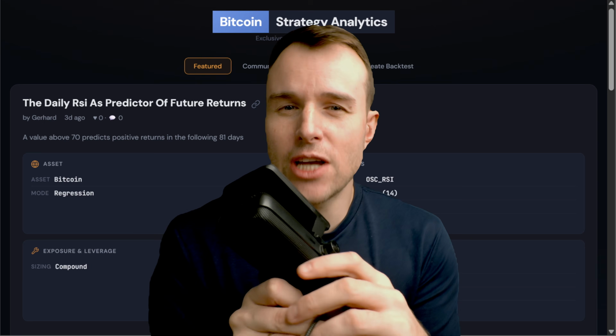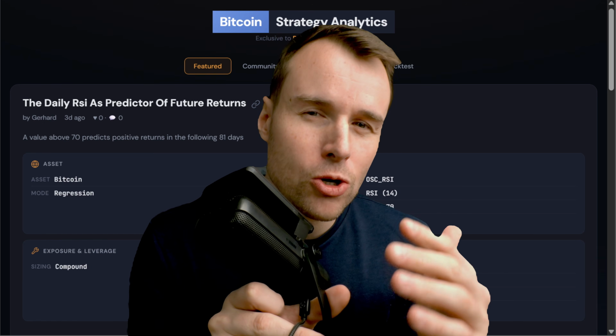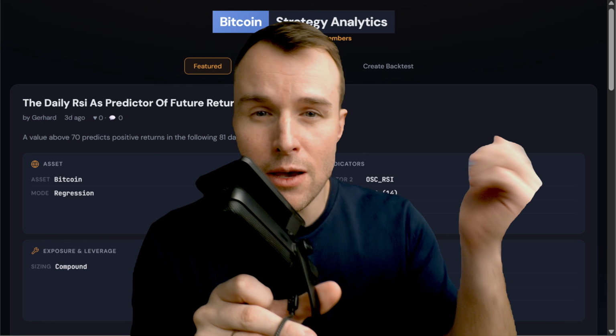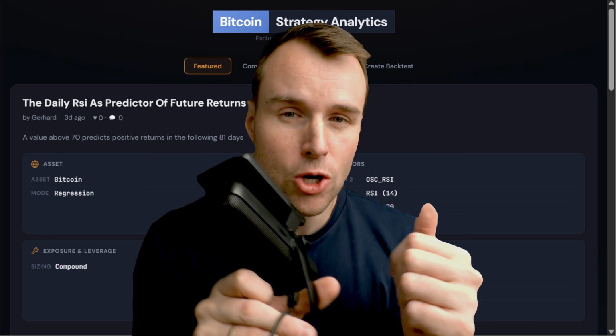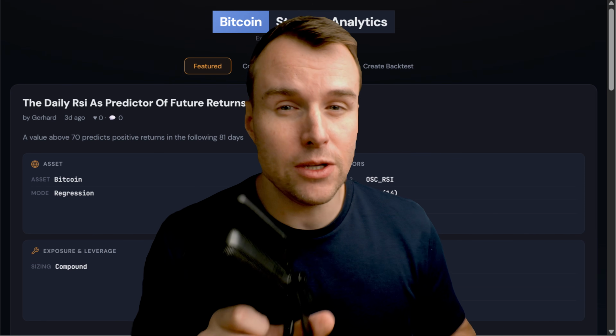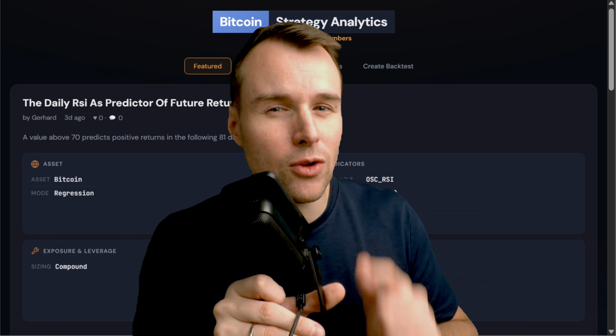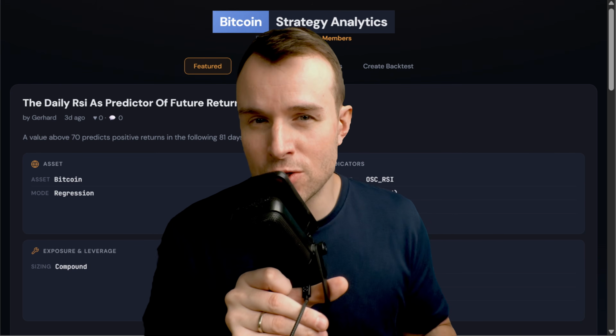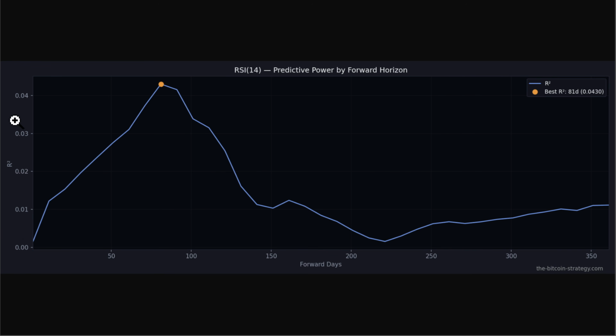And so the first question we should ask ourselves is, for how long should we hold a position, right? Let's say we buy when the RSI is low. Should we hold for 5 days, for 10 days, for 100 days? How much do we have to look in the future in order to get some return out of a signal? What we see here on the y-axis, that is R squared. I'm going to talk more about that measure in a second. What we see on the x-axis, that's the number of forward days.